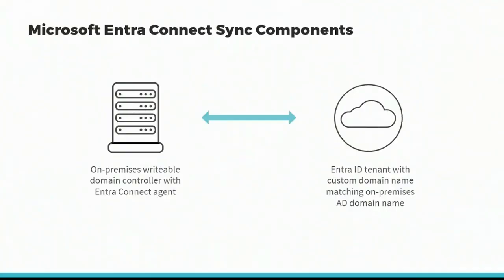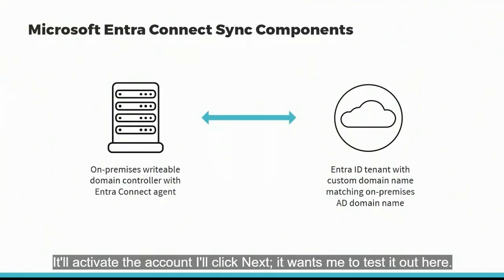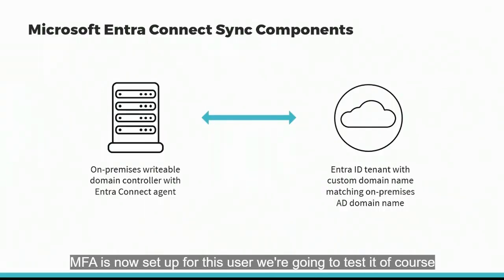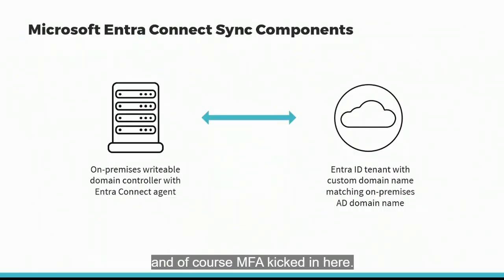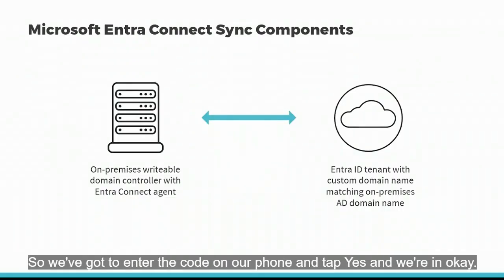If we were to take a look at a diagram of the Entra Connect sync components, this is the one where we do install the agent on the on-premises server. So we would have an on-premises writable domain controller server where we install the Entra Connect agent. Now, the Entra Connect agent, once installed and configured, will make a connection into the Azure cloud. So we would have the same custom domain name in the cloud that matches the on-premises Active Directory domain name.